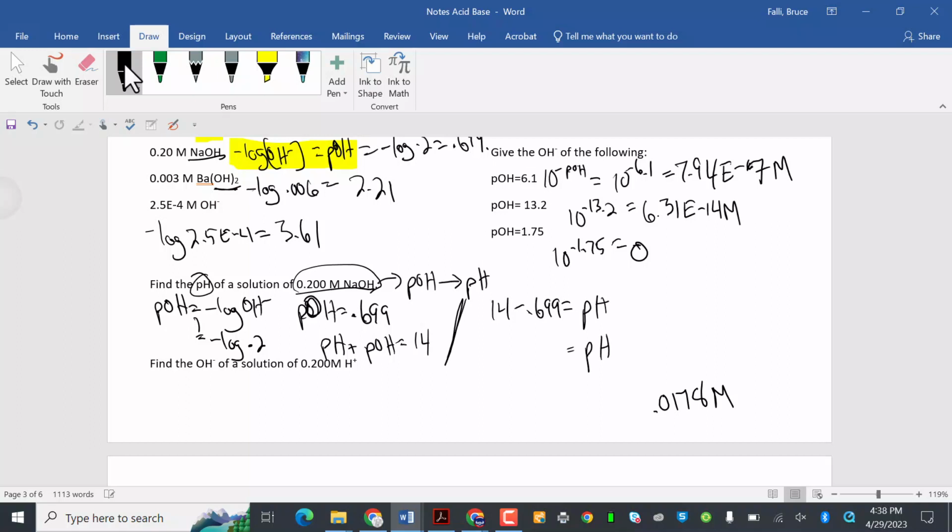So 14 minus 0.699 is my pH. pH equals 14 minus 0.699, which is 13.30.